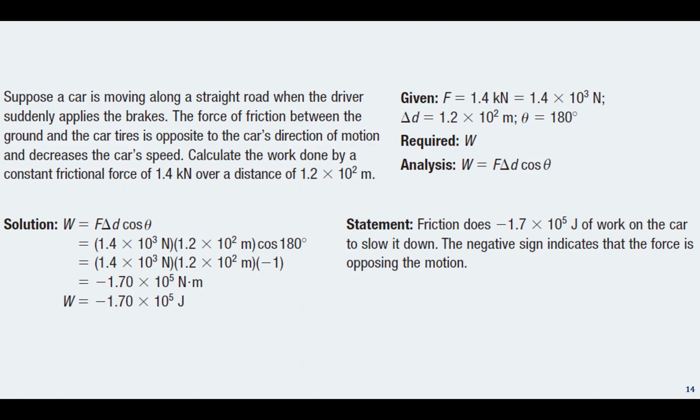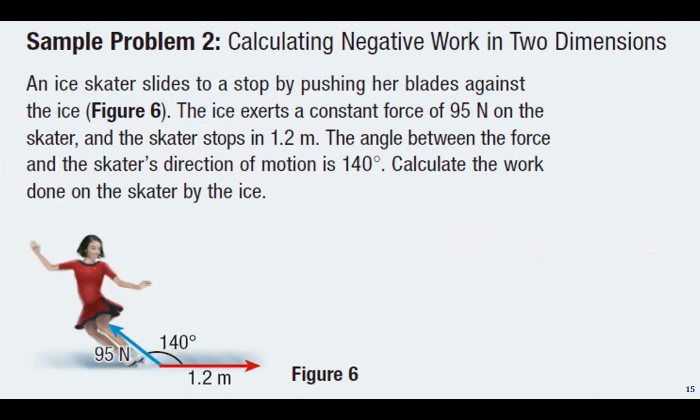All right, if no questions, let's consider another problem. An ice skater slides to a stop by pushing her blade against ice, which is shown here in figure 6. The ice exerts a constant force of 95 newtons on the skater, and the skater stops in 1.2 meters. The angle between the force and the skater's direction of motion is 140 degrees. Can you calculate the work done on the skater by the ice? I'll give you 5 minutes to consider this problem by yourself, and then we'll have a look at the solution together.